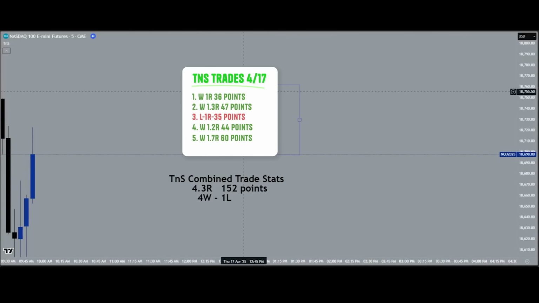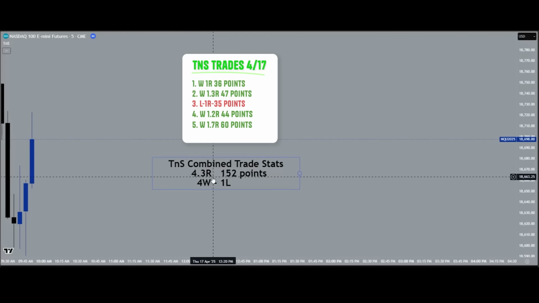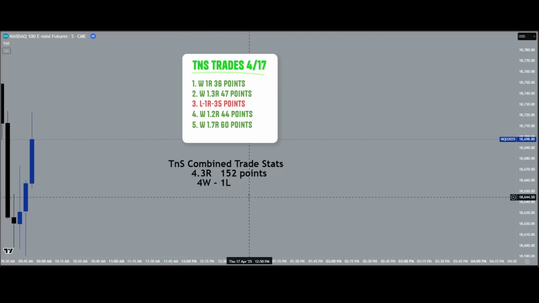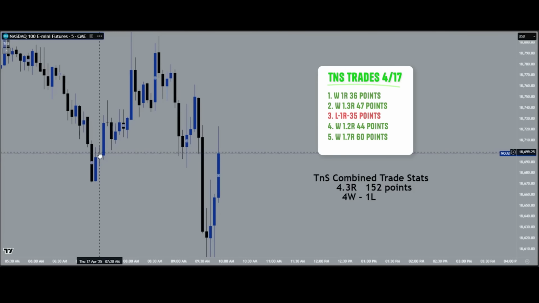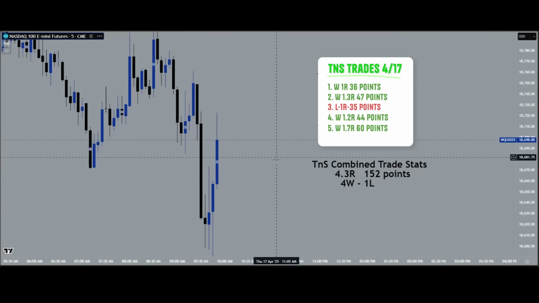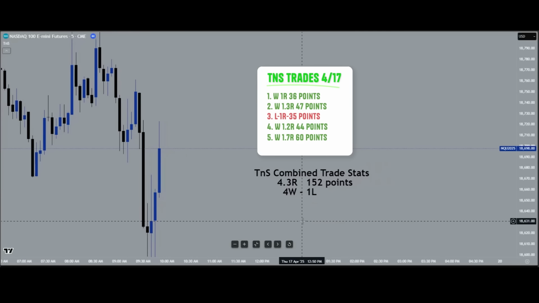So when you combine all these 5 trades together, you get 4.3 R, 152 points, and that's with 4 wins and 1 loss, all in the span of basically 2 hours, because the first trade happened at 7:35, the last trade happened at 9:40, right? So that's roughly 2 hours of trading, and it generated 5 setups. Out of those 5 setups, 4 of them won and only 1 of them lost.